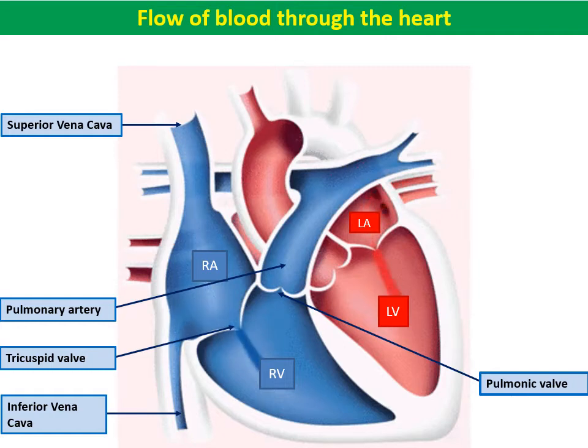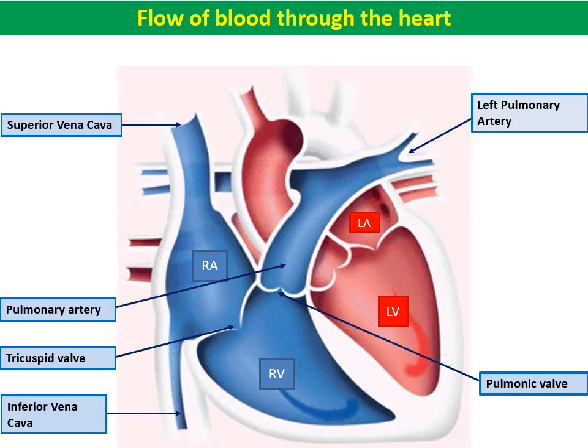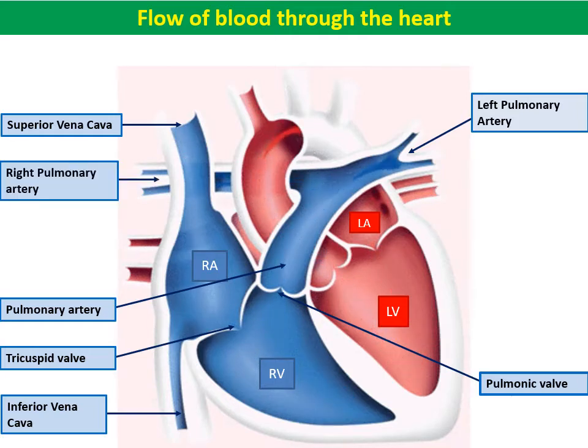The pulmonary artery, as the name suggests, pulmonary means related to lungs. We have two lungs, the right and the left lung, so the pulmonary artery is going to divide into two, the left pulmonary artery and the right pulmonary artery. The left pulmonary artery will take the blood to the left lung, and the right pulmonary artery will take the deoxygenated blood to the right lung.